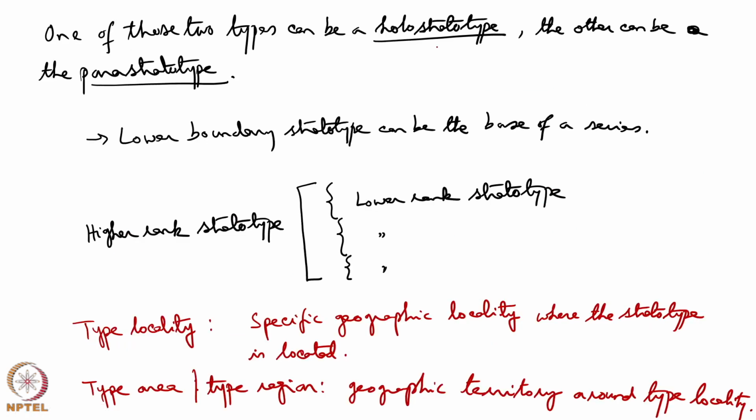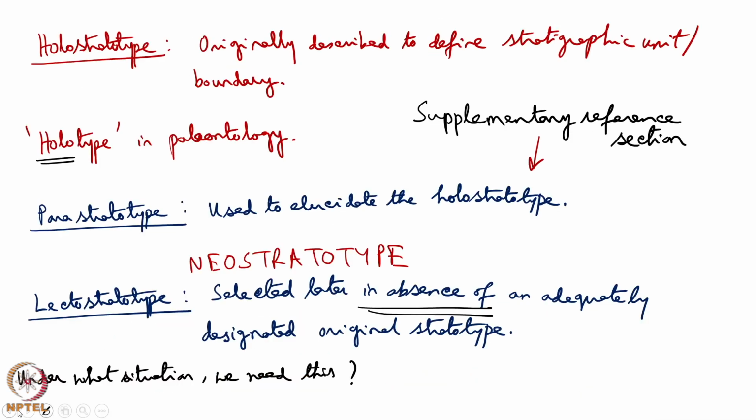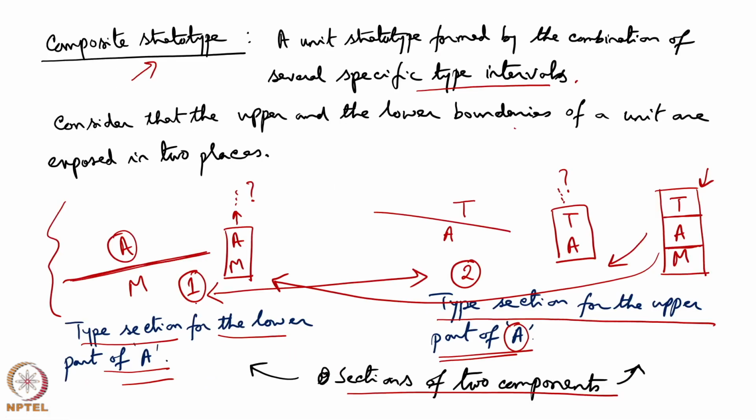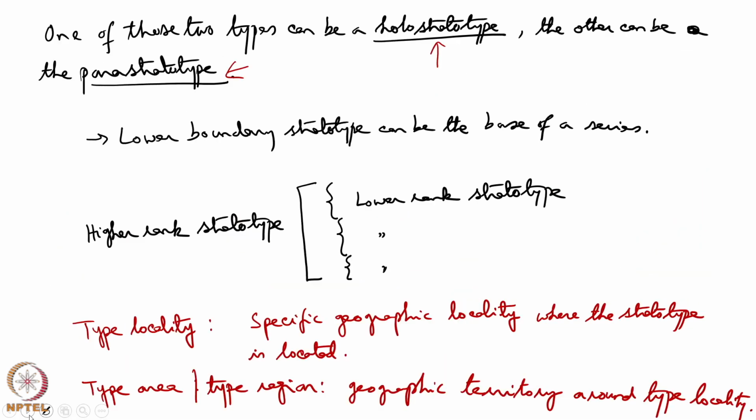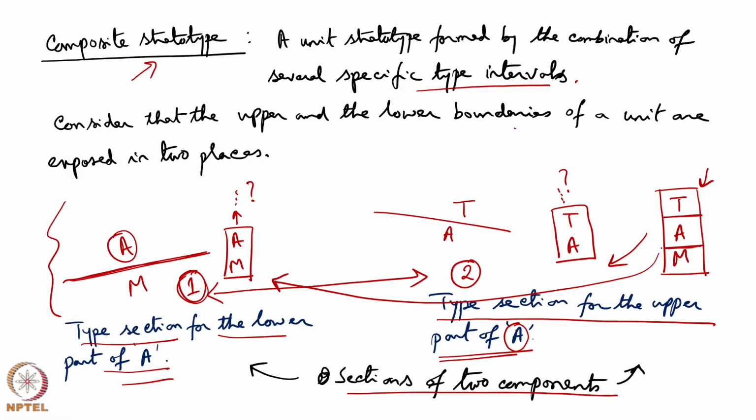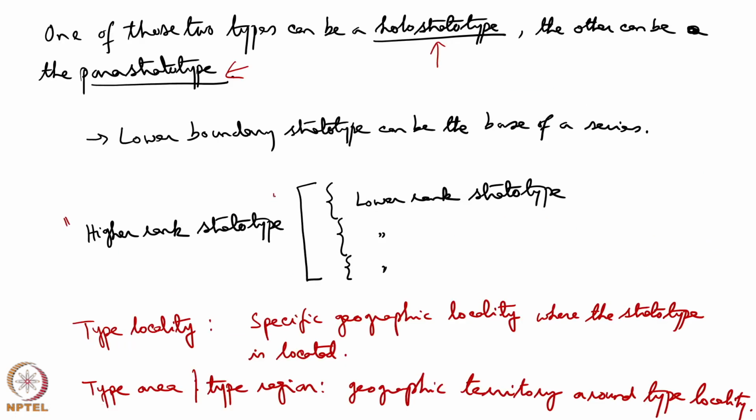Now, one of those two types can be called a holostratotype and the other a parastratotype, which means out of these two, 1 and 2, one I can call the holostratotype and the other one the parastratotype. The lower boundary stratotype can be the base of a series. The higher rank stratotype consists of several lower rank stratotypes. So, there is a lower rank stratotype 1, lower rank stratotype 2, lower rank stratotype 3, together known as the higher rank stratotype.